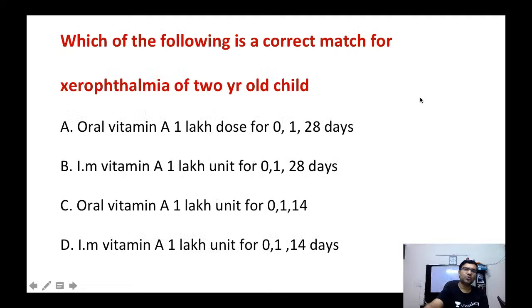Okay, chalo, let's move to our next question. The next question is regarding the treatment of these patients. Now the child is a 2-year-old child and the patient was also having a vitamin A deficiency. How would you treat the patient? You would give oral vitamin A 1 lakh unit on days 0, 1 and 28. Or intramuscular vitamin A 1 lakh unit on days 0, 1 and 28. Or oral vitamin A 1 lakh unit on days 0, 1 and 14. Or IM vitamin A 1 lakh unit on days 0, 1 and 14.